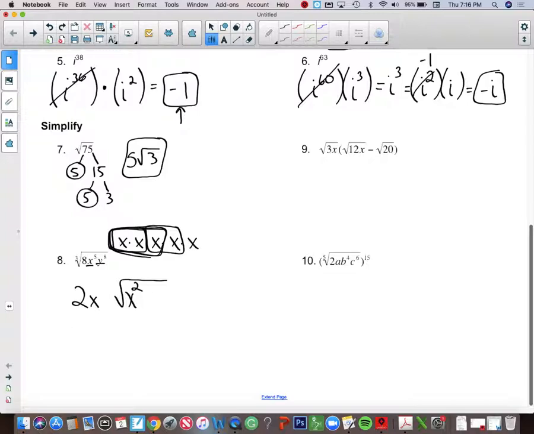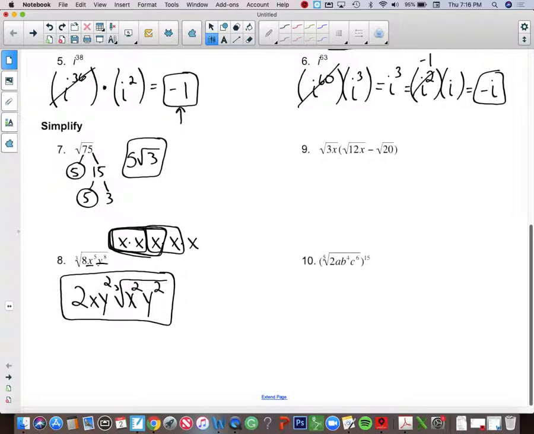So I got y to the 8th next. I can take 2 groups from that. That'll give me a y squared, which would take 6 of those away. So we have a y squared underneath. And I have to make sure I put my little 3 back in there, that index number. All right, that's what it simplifies down to.